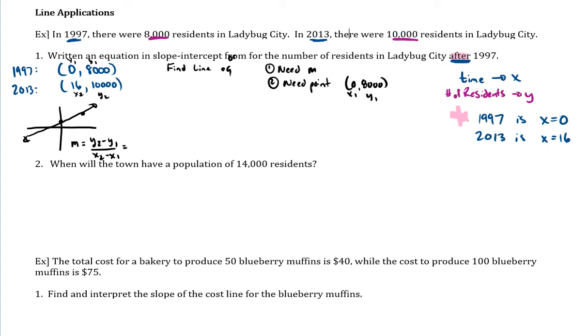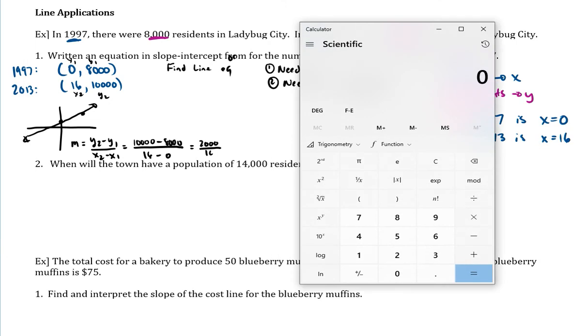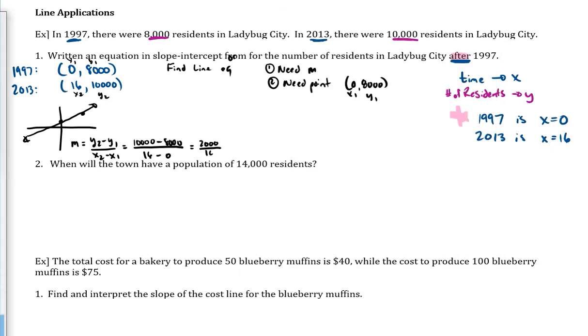Okay, so let's plug these in. So y2 is 10,000 minus y1, which is 8,000, over x2 is 16 minus x1 is 0. And so 10,000 minus 8,000 is 2,000. And then 16 minus 0 is 16. Okay, so we have 2,000 divided by 16. Let's go ahead and assume that we are going to use a calculator on this. Often with applications we do. So I'm just going to divide it real quick on my computer calculator, and it gets 125.